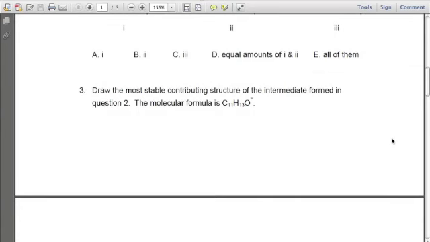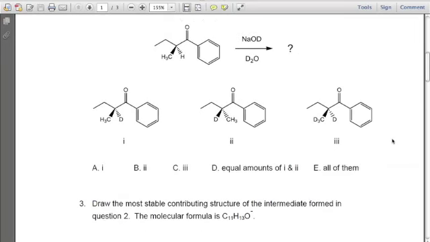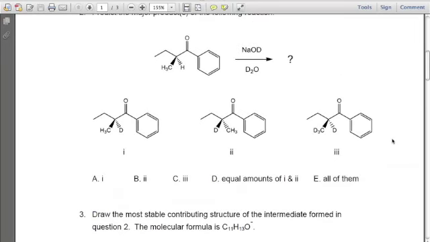Okay, so draw the most stable contributing structure of the intermediate formed in question 2. Oh, darn, why did I erase it? Okay, well, we're just going to draw that again. So we said that the intermediate is going to be this.